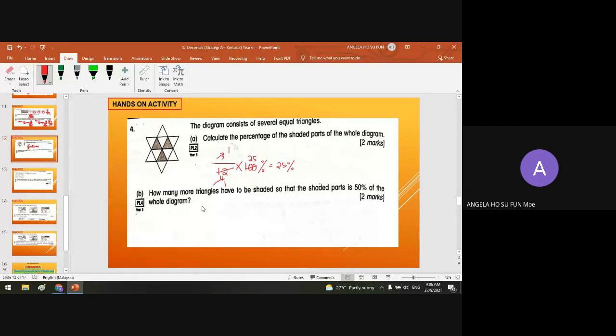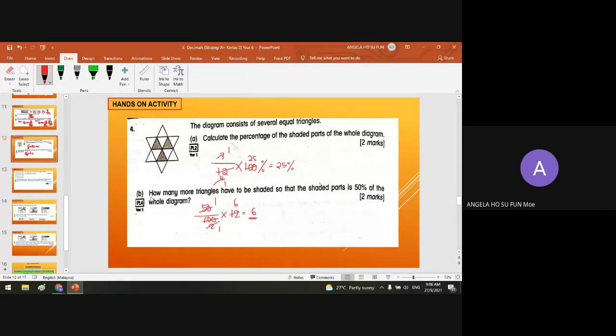So what is your answer? 3 more parts. Okay, let's look at whether it is correct or not. No, 50% of the whole diagram. So what I'm going to do is find 50% of the whole diagram. Just now the whole diagram is 12 triangles. So I times 12. 50 times 1 is 50, 50 times 2 is 100. So 2 times 1 is 2, 2 times 6 is 12. So you need to shade 6 triangles.